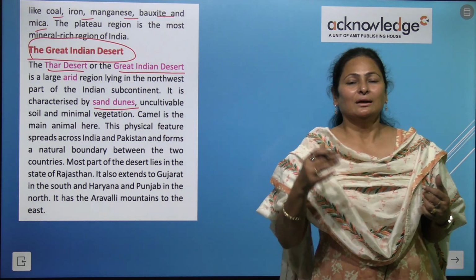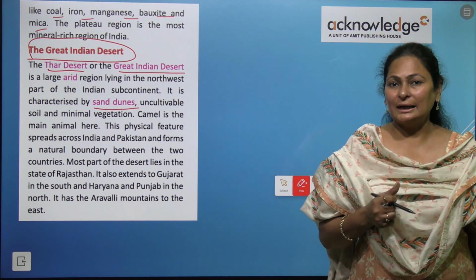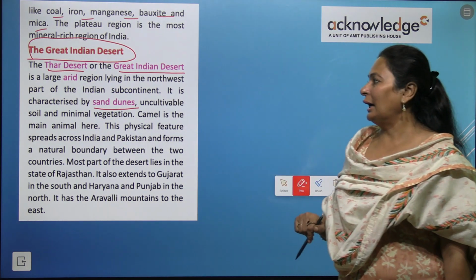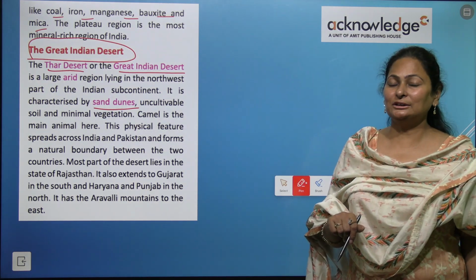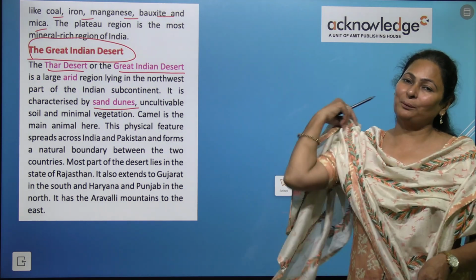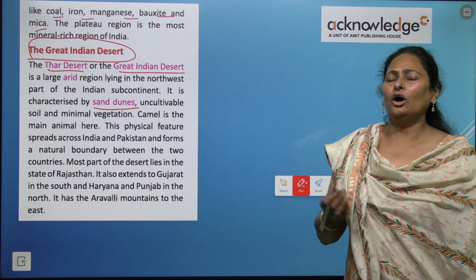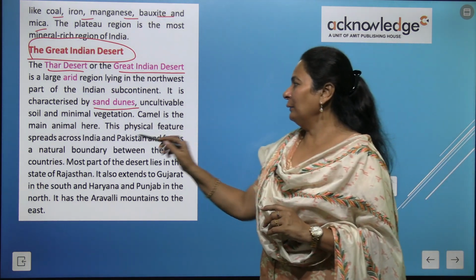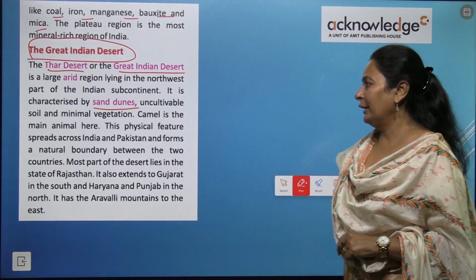Sand dunes means small hills of sand, right? It has uncultivable soil and minimal vegetation. Cultivation is not possible in this area, or you can say there is minimal vegetation. Camel is the main animal here.